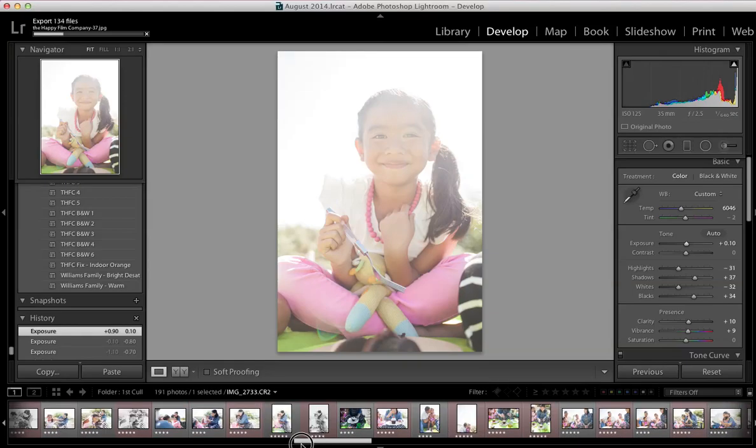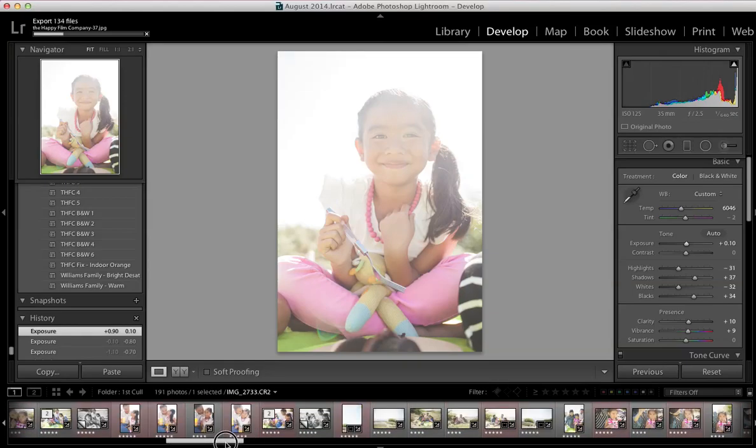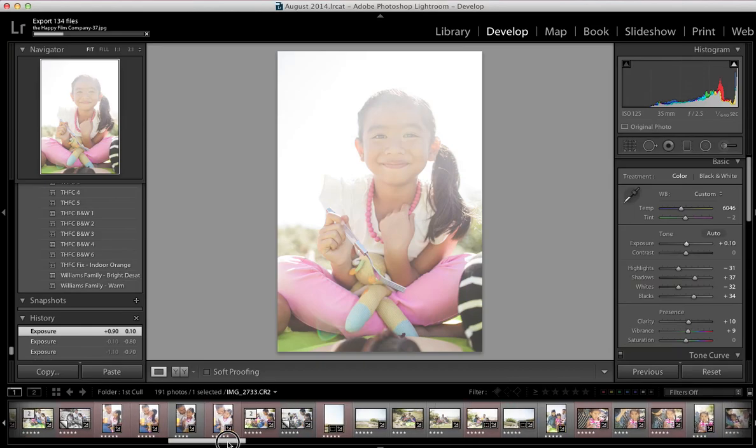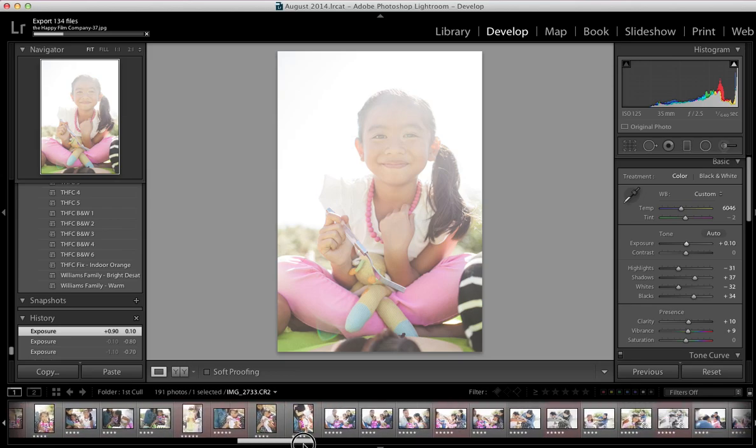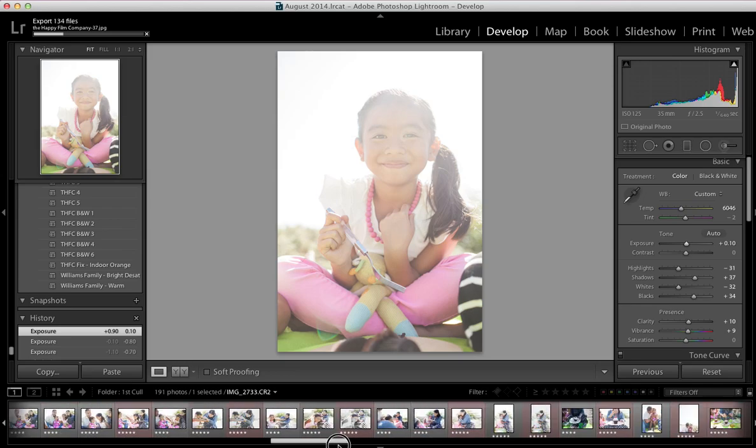Let me see if I can find just one other example to show you. Oh yeah, this is bringing up the exposure is really important when people are leaning in and creating shadows on themselves.